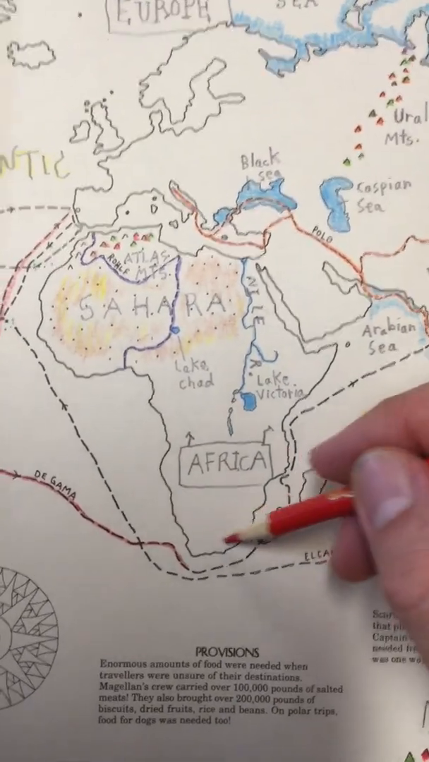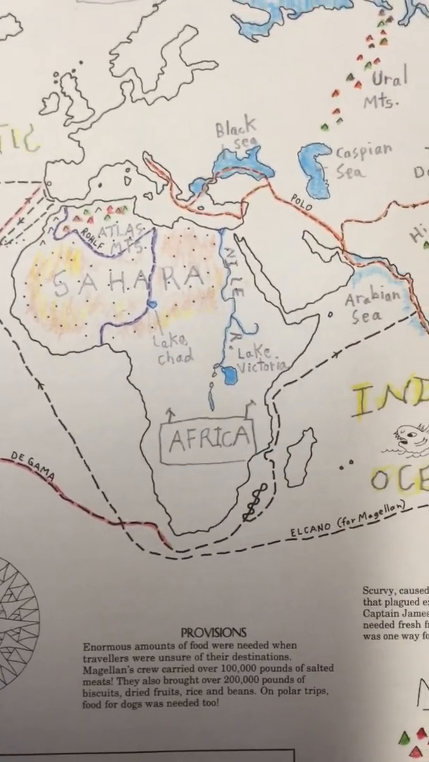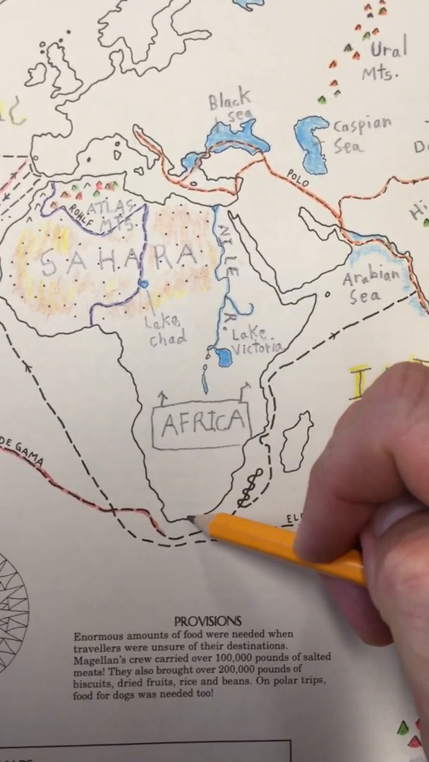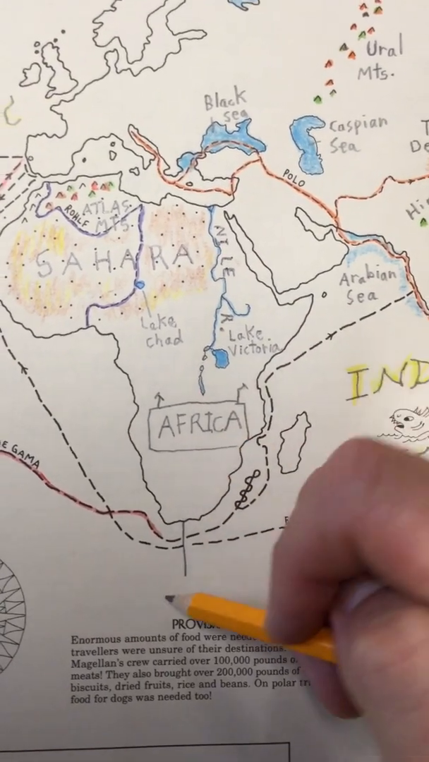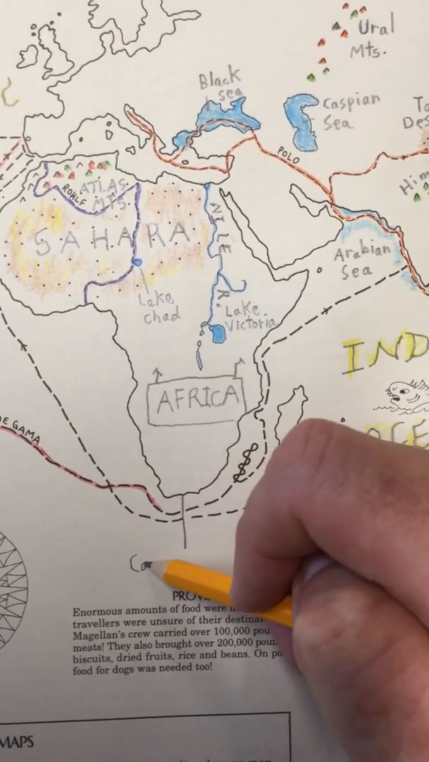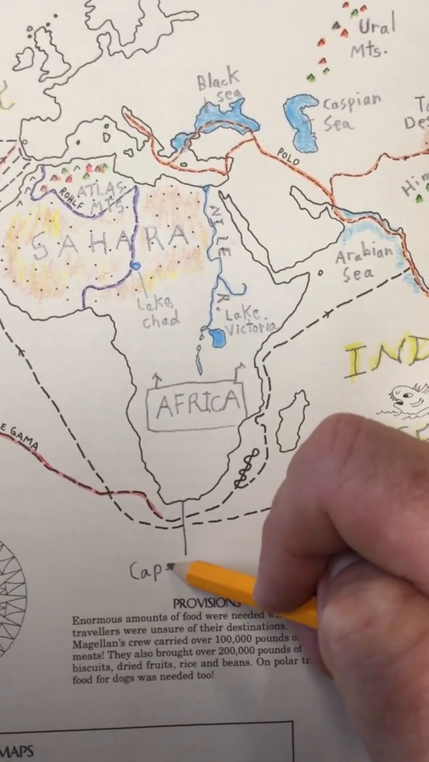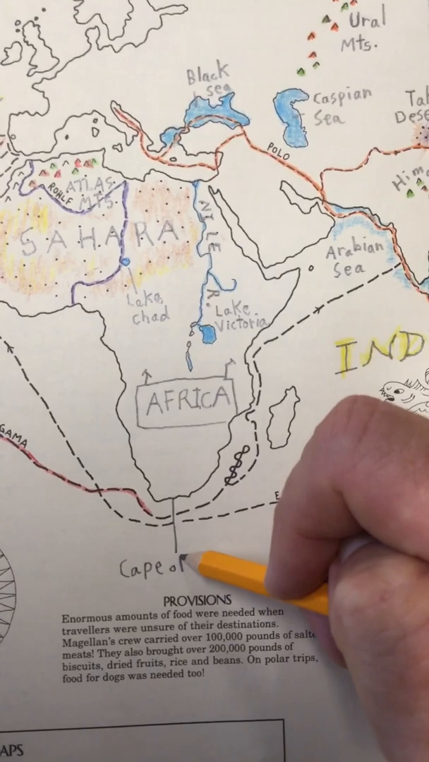Cape of Good Hope, and I think we could label it down here. This is called the Cape of Good Hope. Maybe I'll put it right about here, right around the tip of Africa. That's also in our list of activities.